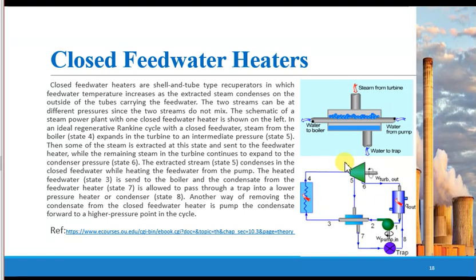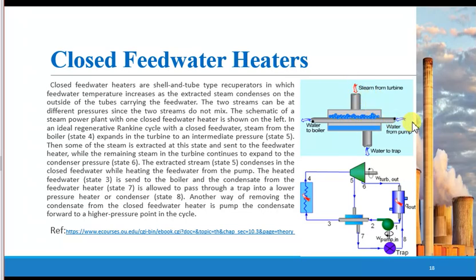Similarly, you can see here, this is another type of feed water heater, which is called a closed feed water heater. From this name you can easily recognize why this type of feed water heater is called closed, because of the steam which is bled and enters this chamber.